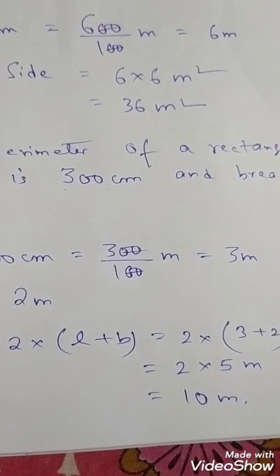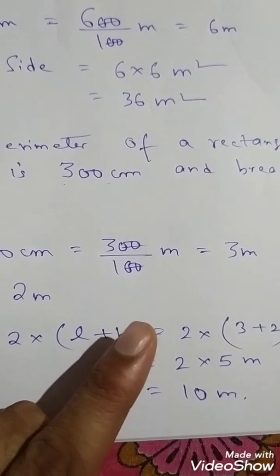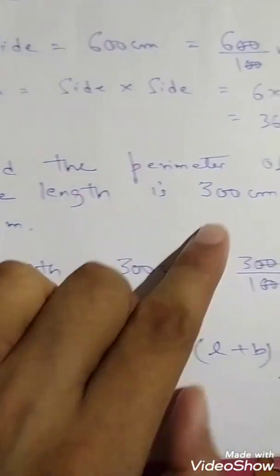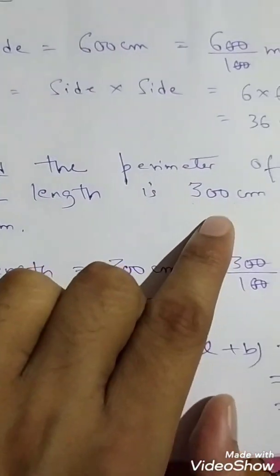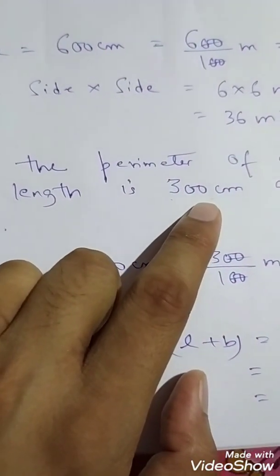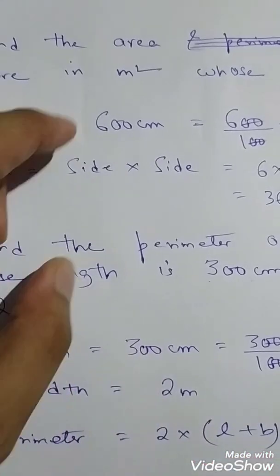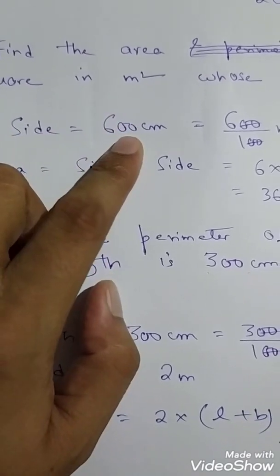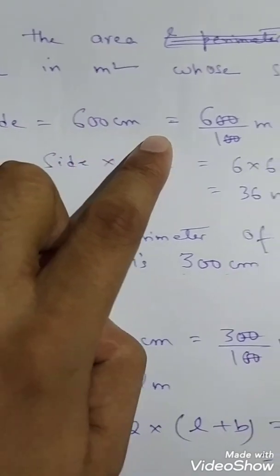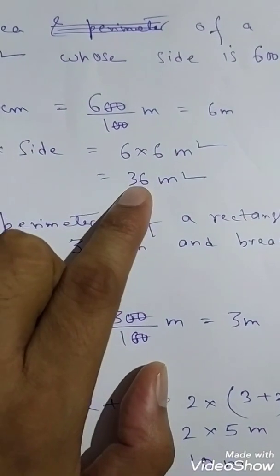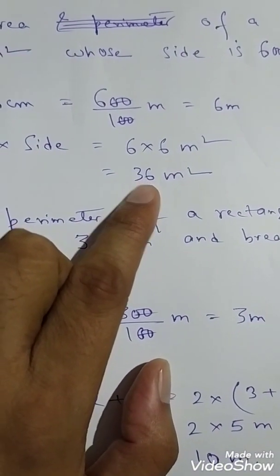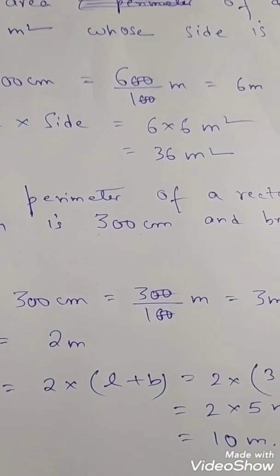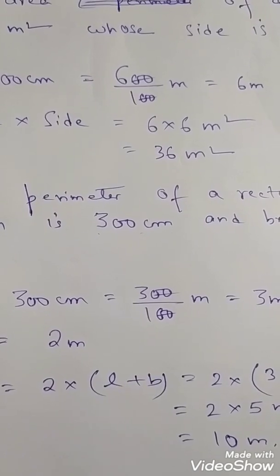So here you have to be careful about two things. First is the unit, and second, sometimes you have to convert to the same unit. Here I converted 300 cm and 2 meter all into meter. In the previous question, you had to find the answer in meter square, so at first I converted 600 centimeter into meter, and then found the area. So you have to be very careful about the change of unit and about the unit of area and perimeter.